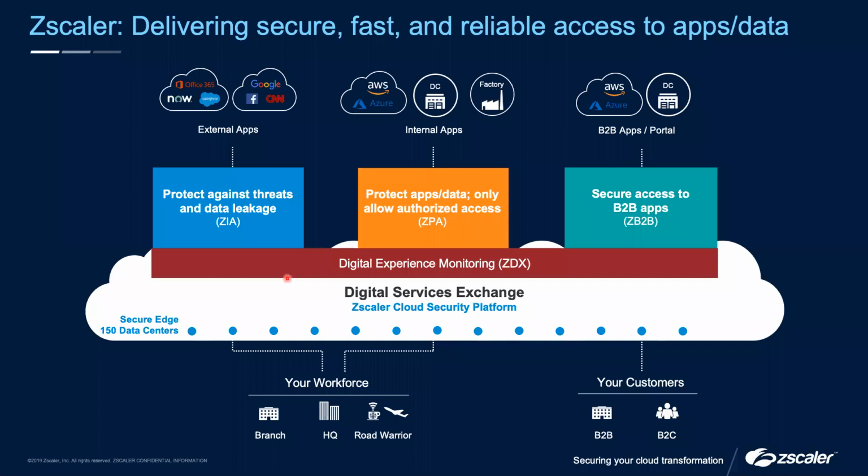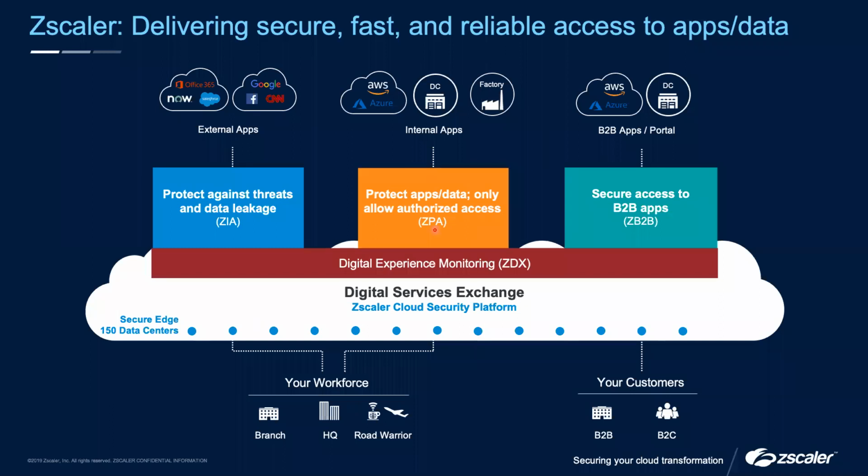We have two major components, Zscaler Internet Access. This is the part that secures all your internet traffic. So your workforce would access all the external applications through Zscaler Internet Access, and we make sure that none of the threats get in and none of the secure data gets out. So it's a platform that gives you full data leakage protection, threat protection, and so on.